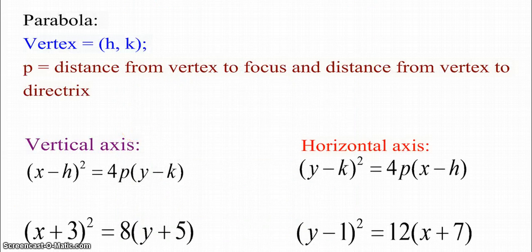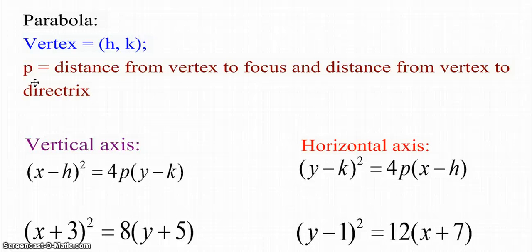Okay, so with parabolas, we have a vertex at the point (h, k). A parabola does not have a center. We are also going to have a distance p. p is the distance from the vertex to the focus and the distance from the vertex to the directrix, because those are the same by the definition of a parabola.